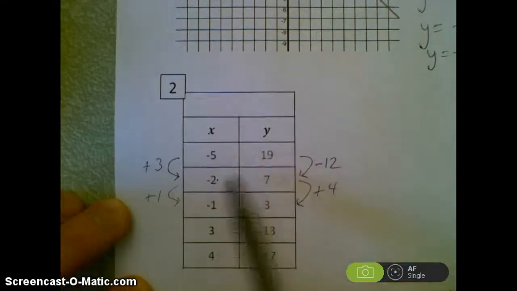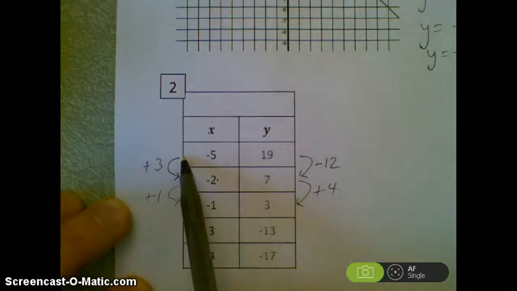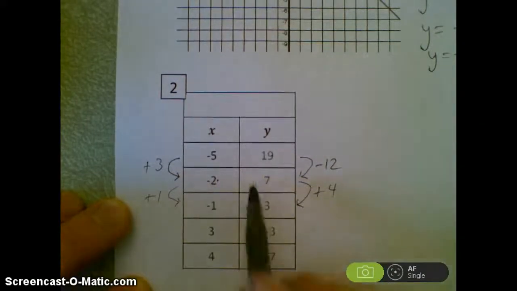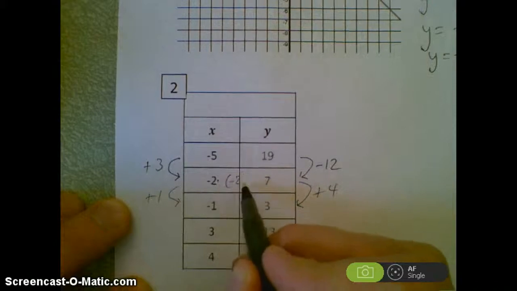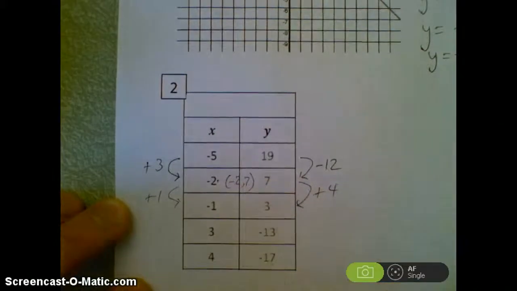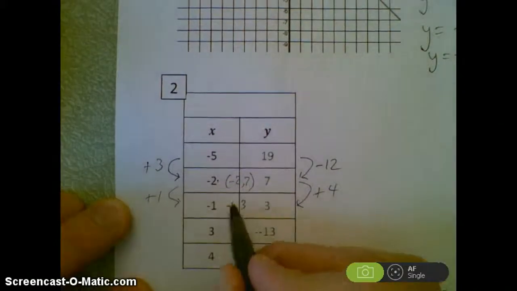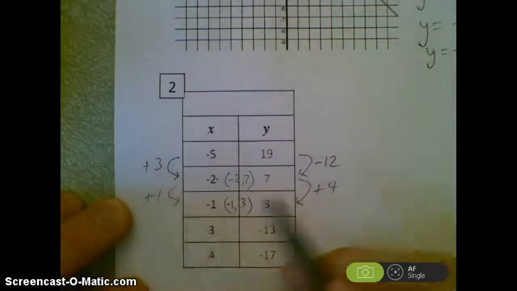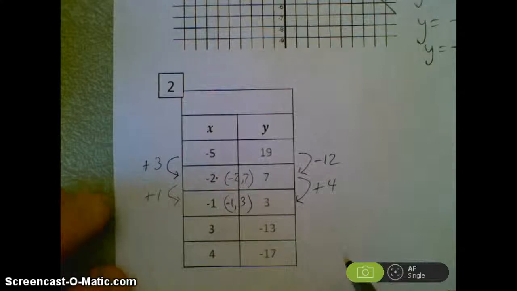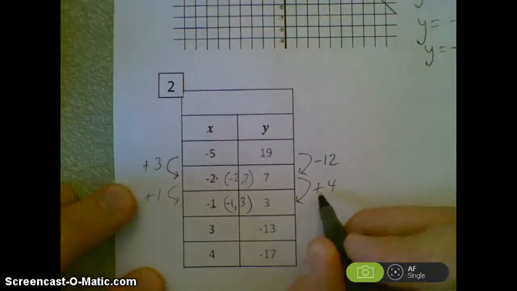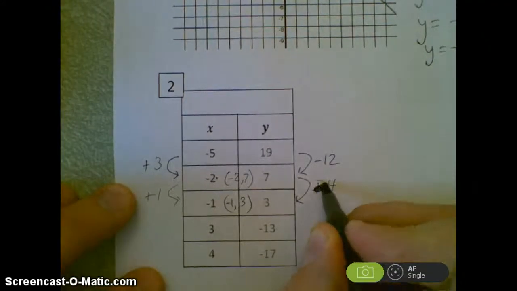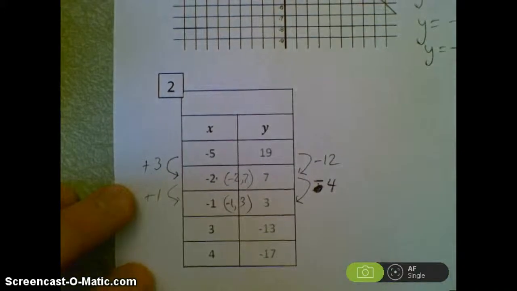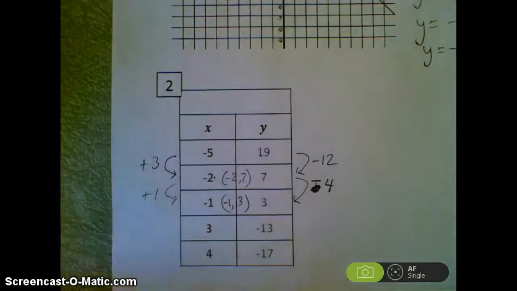So from this point to this point, we changed x by 3 and y by negative 12. From this xy coordinate, negative 2 and 7, to negative 1 and 3, we changed x by 1. When x changes by 1, y changes by, sorry, negative 4. I hope some of you looked at that and said, wait a minute.